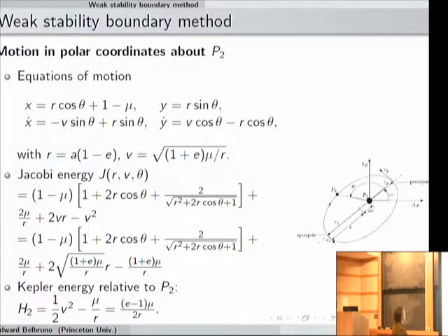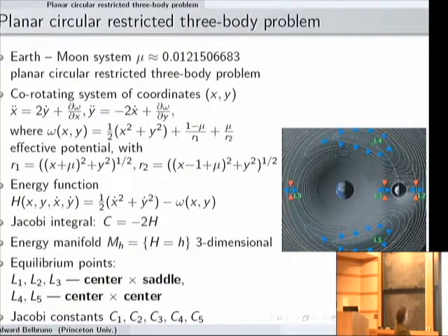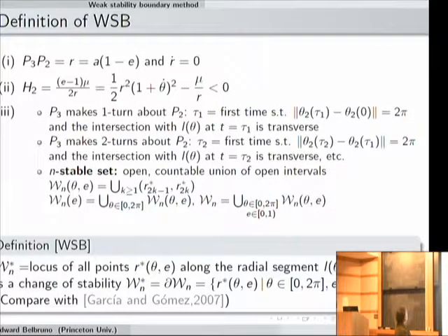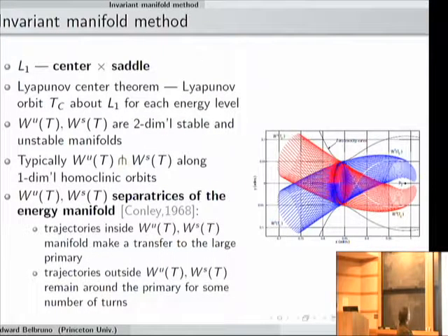Okay, so what I'm going to do is start here. This is the Jacobi integral that was in the previous talk. But what I'm going to do here is go to, let's see, where are we here? Okay, so I'm going to be starting here. The L1 point is a center saddle point between the neck. And we have the Lyapunov orbit.